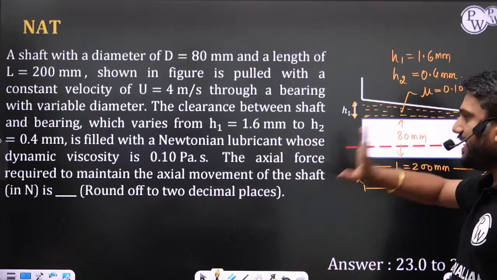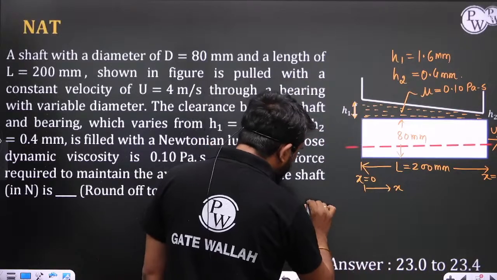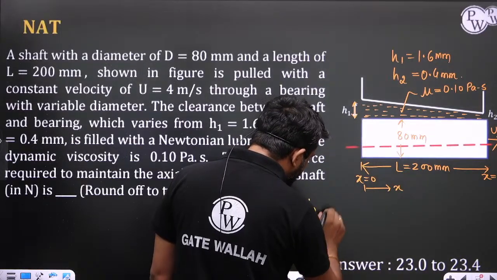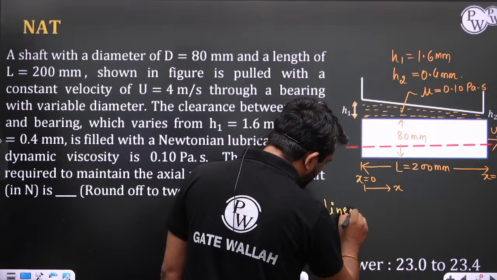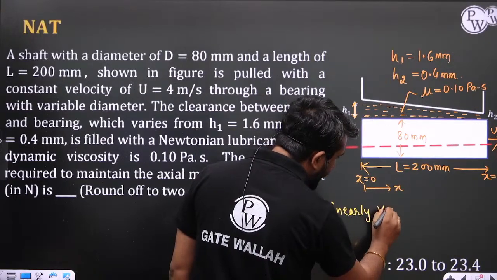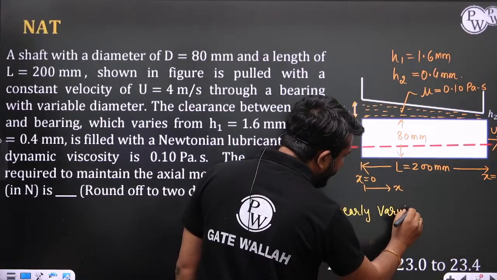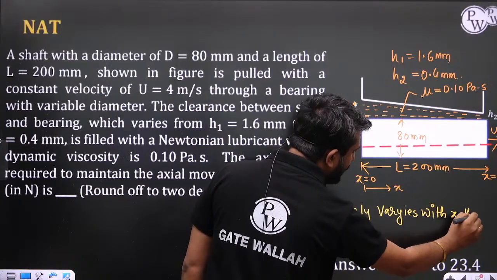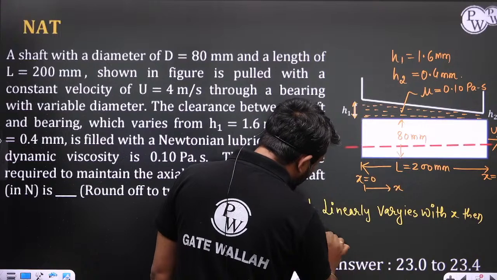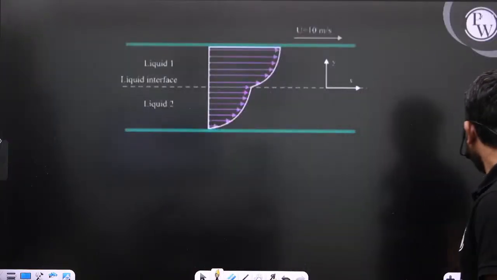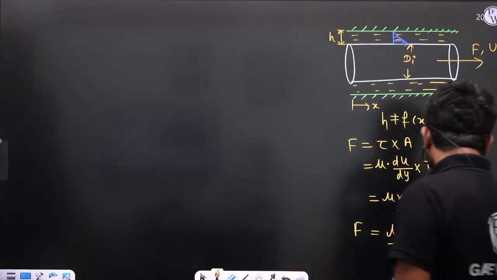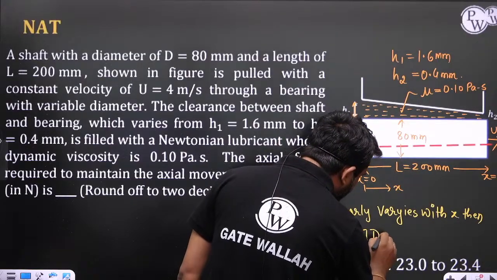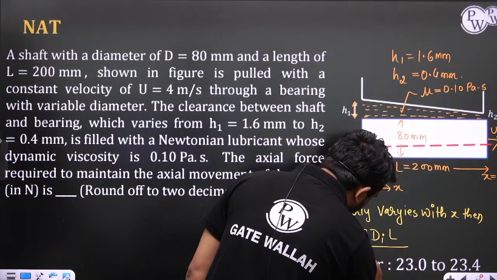And whenever H linearly varies with x, then we can directly write that F is equal to mu u pi di L divided by HM.